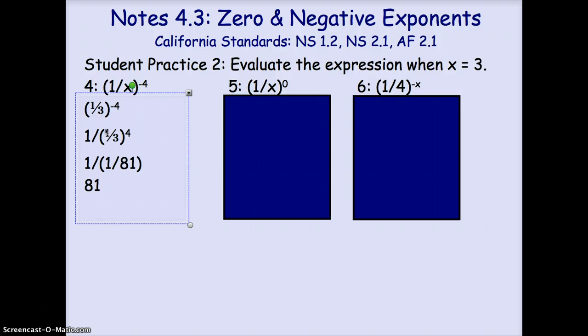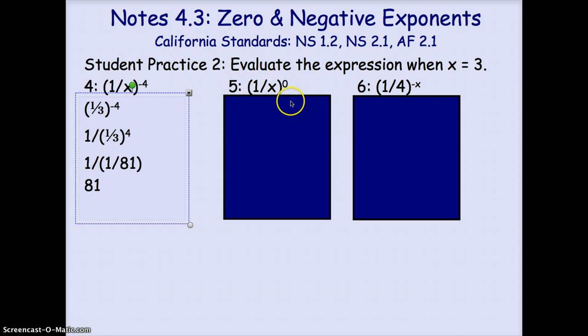And then 3 to the 4th. 3 times 3 times 3 times 3 is the same thing as saying 3 times 3 is 9, 3 times 3 is 9, and then 9 times 9 is 81. Now when I have these double 1s, skip, change, flip. 1 times 81 is simply 81.